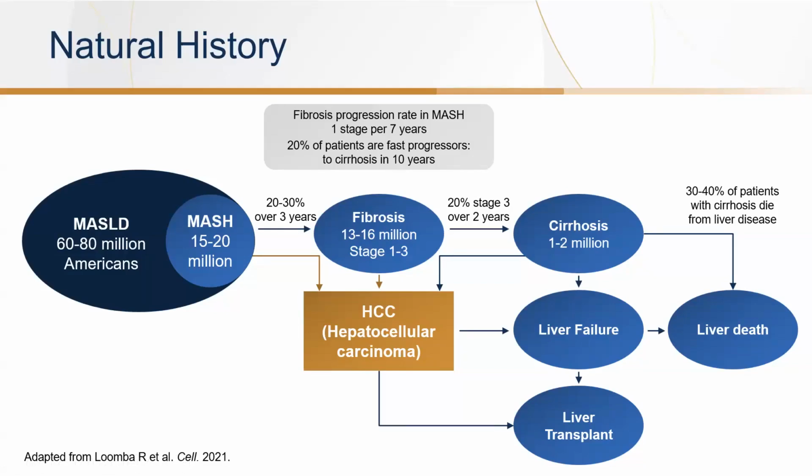So once they have fibrosis, they can progress to stage 3, then 1 to 2 million of those will progress to cirrhosis, possible liver failure, and be at risk for needing a liver transplant. 30% of patients with cirrhosis will die from liver disease. However, in patients with metabolic dysfunction-associated steatotic liver disease, the primary cause of death is still cardiovascular.